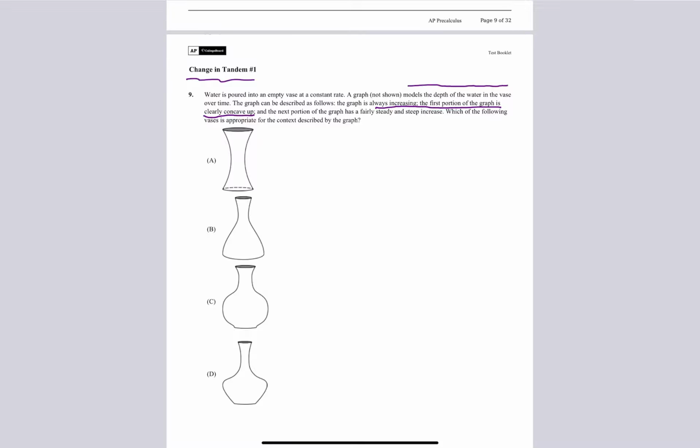Now, a graph that is increasing and concave up looks like this. A graph that's increasing and concave down looks like this. However, we're dealing with the left graph. So it's increasing but concave up. And the next portion of the graph has a fairly steady and steep increase, so it looks like this. Now, which of the following phrases is appropriate for the context described by the graph?